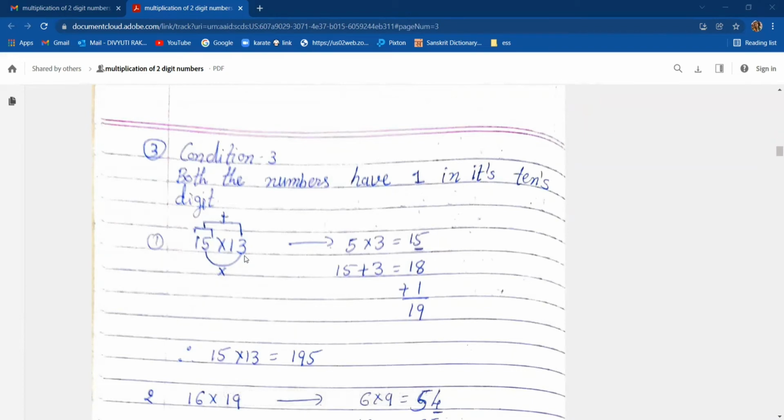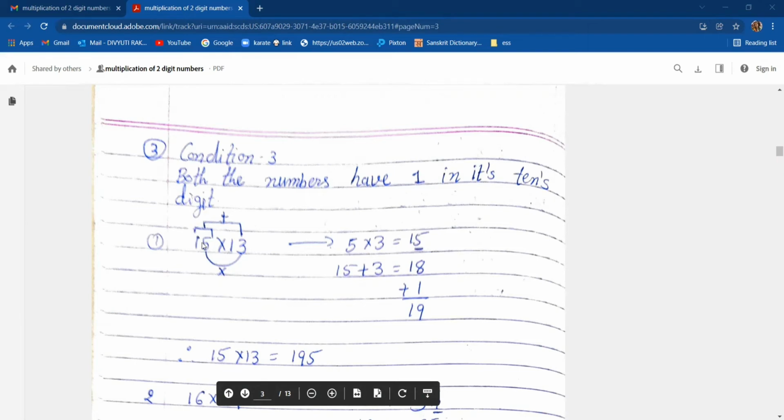When both the numbers have 1 in their tens digit. Now friends, this condition has two methods. By two ways you can solve this kind of questions when 1 is there in the tens digit in both the numbers. This is a very important condition, that in both the numbers 1 must be at the tens digit.